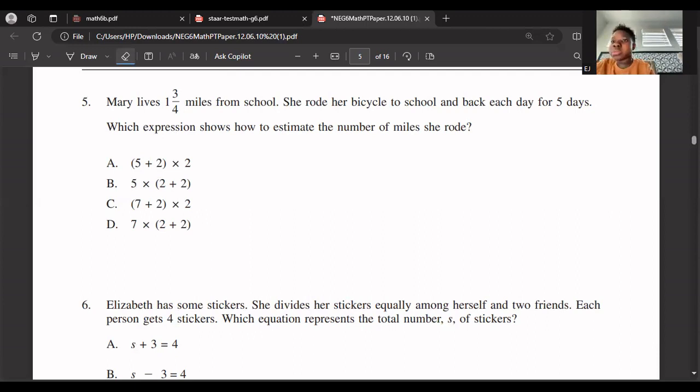Times 5 equals 20. Yes. But if you do the actual calculation, the actual value is not 20, but it's close to 20. You know what the actual value would be? No. 17 and a half miles. Okay.